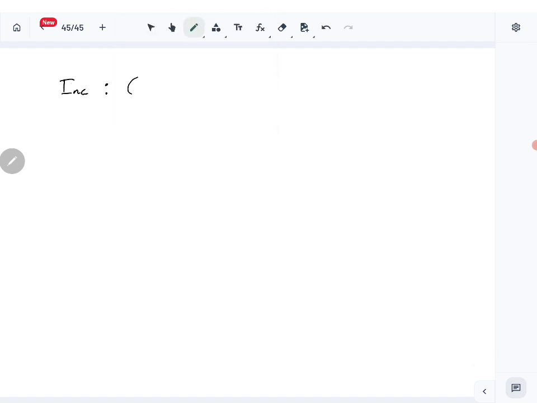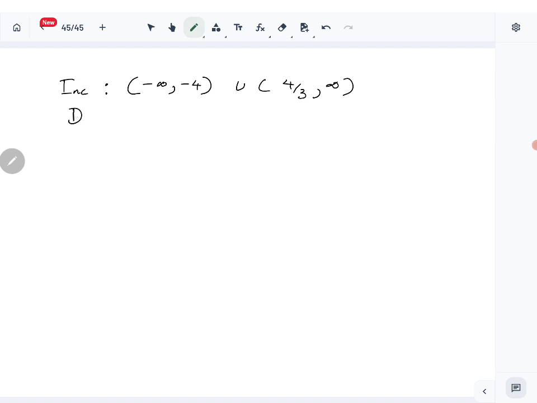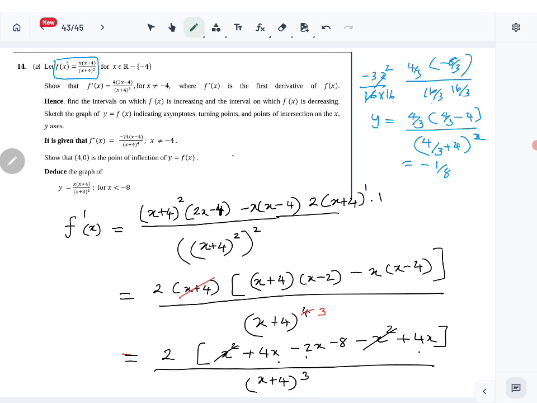Increasing, you have negative infinity to negative 4 union 4 over 3 to infinity. And decreasing, you have in between minus 4 to 4 over 3. Turning point is 4 over 3, minus 1 over 8, right? So then what else do we need to draw the graph? So now we have to draw the graph.